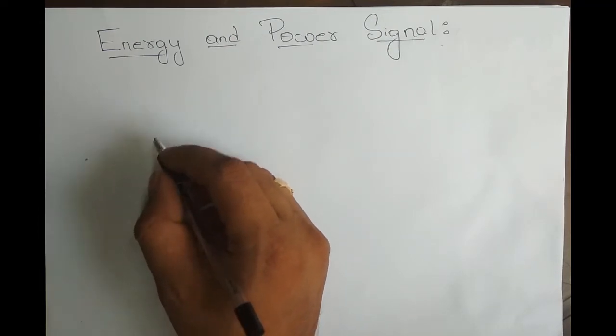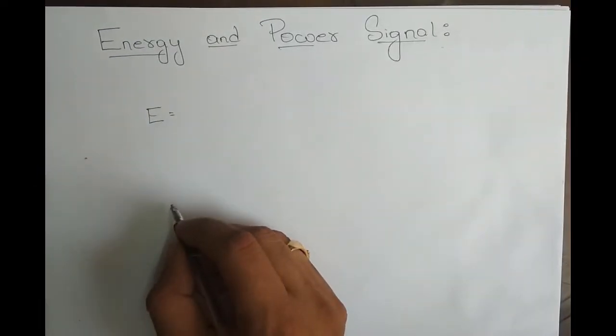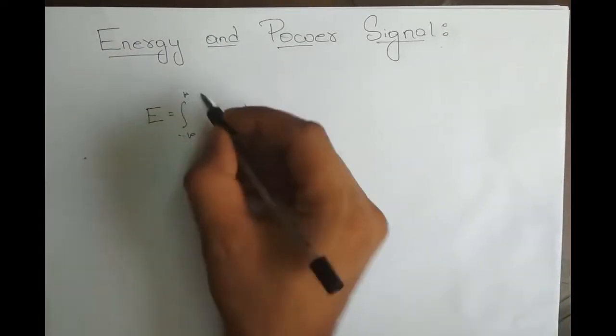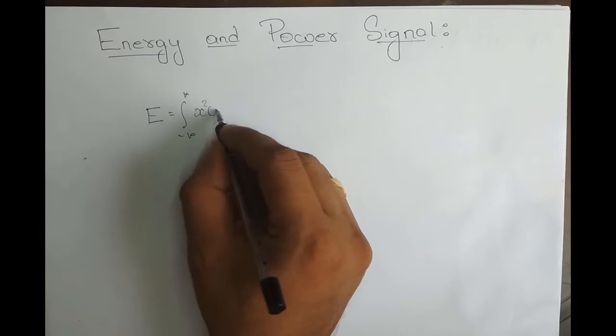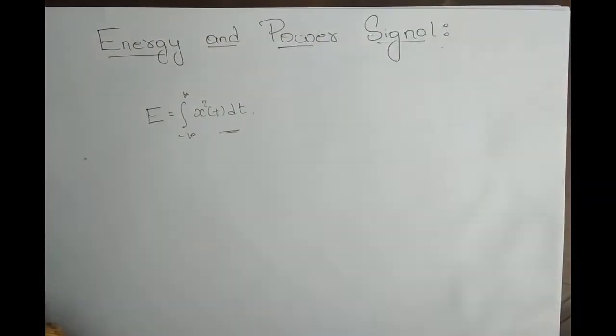An energy signal is defined by E is equal to, whenever I say energy, it's a total energy, right? So integrating from minus infinity to infinity, we square the signal, x square of t dt, with respect to time, independent variable, right? So this is how we find energy.